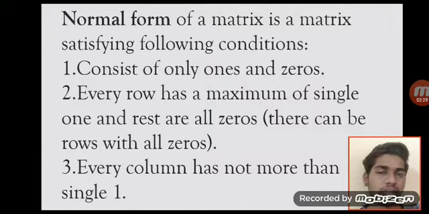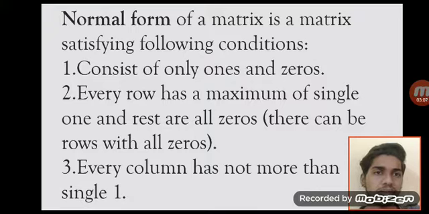Let's go into the normal form. What is normal form and how will we use it? Normal form of a matrix is a matrix satisfying the following conditions. There are three conditions for the matrix to satisfy. First, it consists of only ones and zeros.